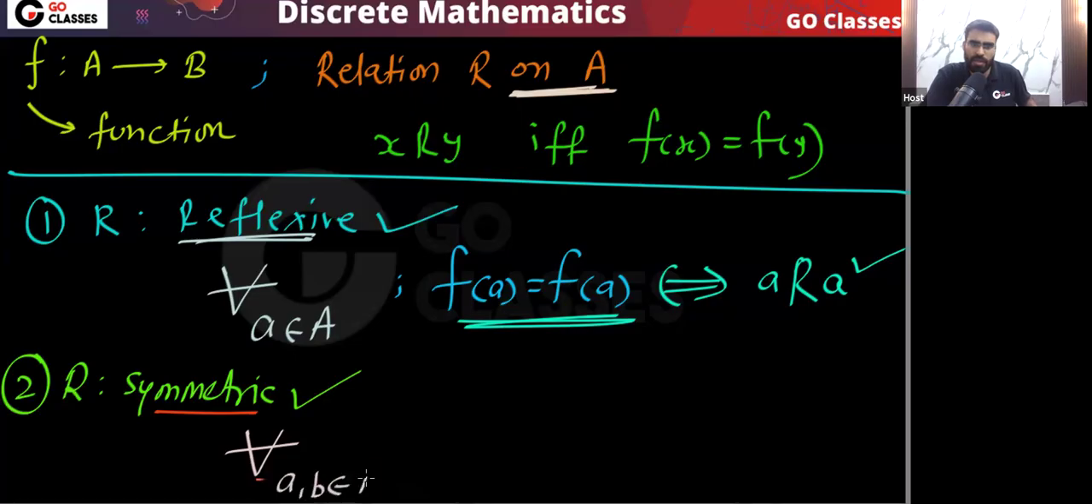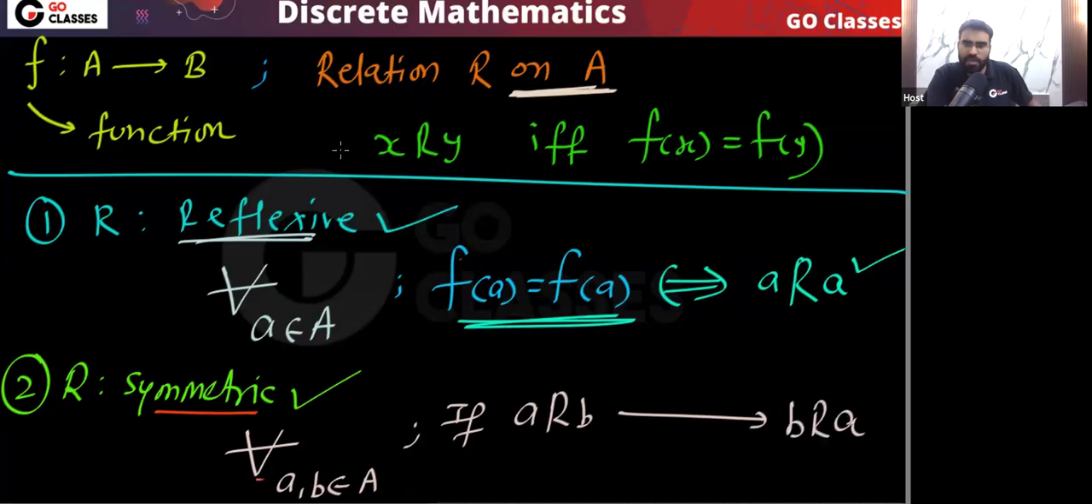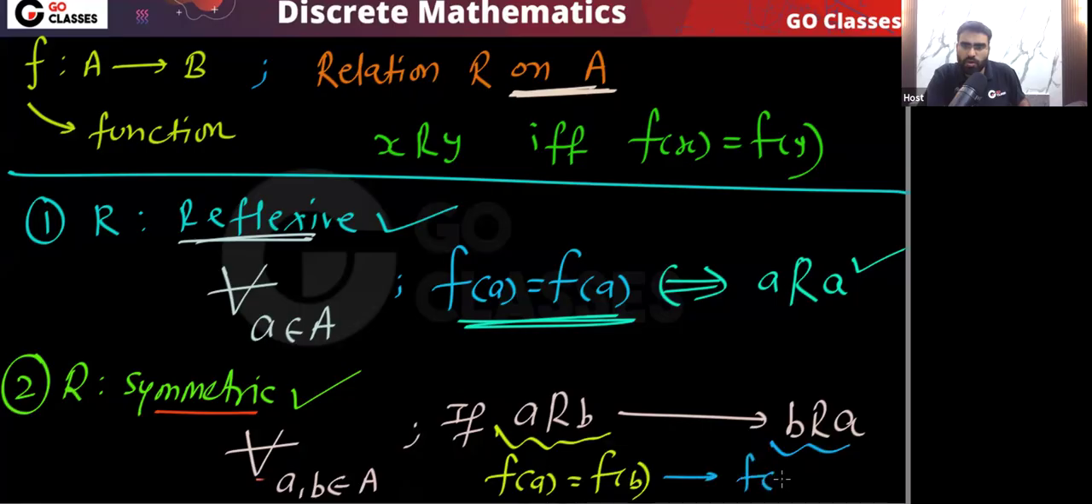For all A, comma B in the base set. Remember, if A is related to B, can you guarantee B will be related to A? Just apply the definition. A related to B means what? It means FA equal to FB. So automatically FB will be equal to FA. So B is related to A.